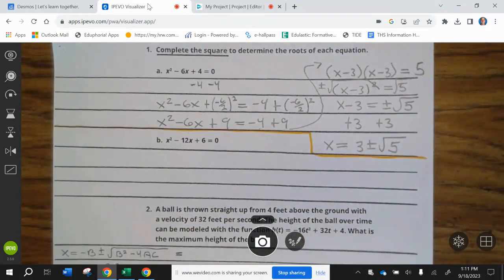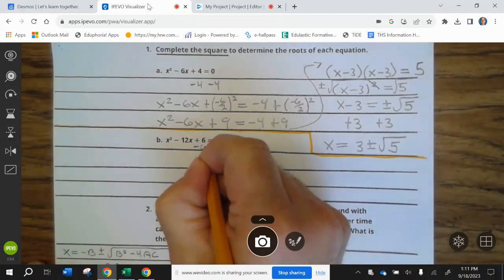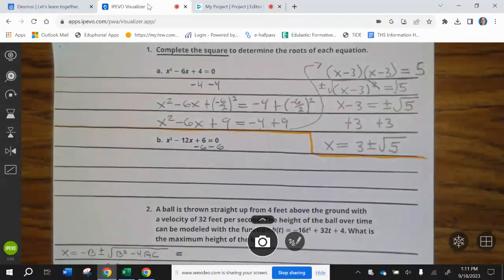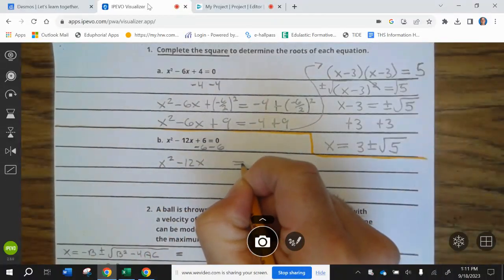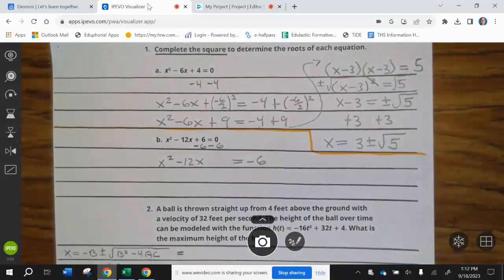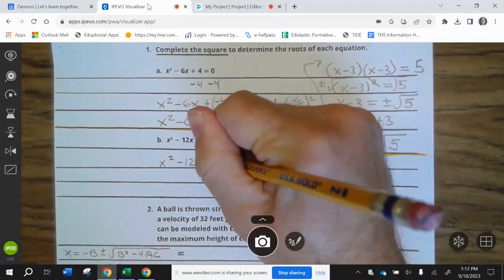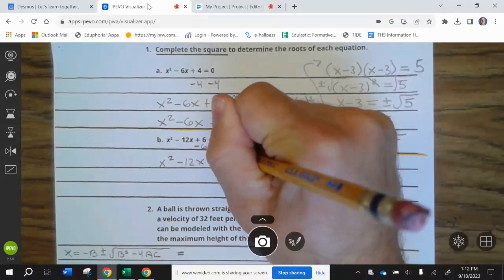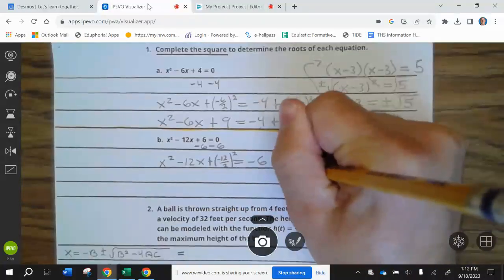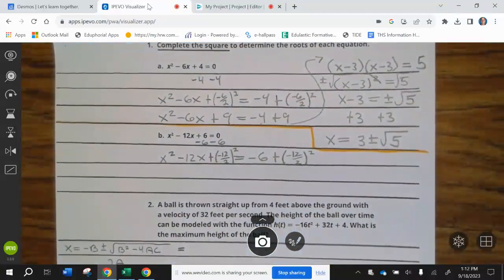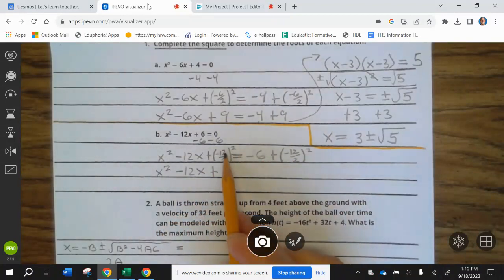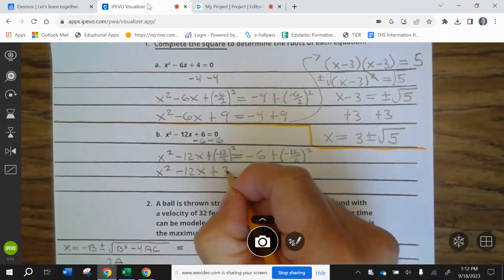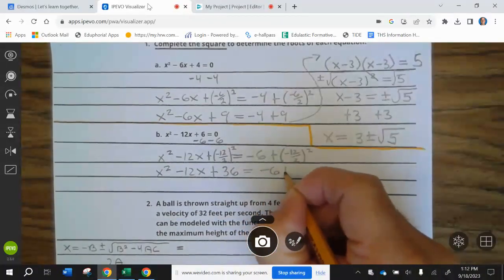Okay. Now let's take a look at the second one. So again, we need to subtract 6 from both sides. So then you have x squared minus 12x equals negative 6. Now to complete the square, we're going to add negative 12 divided by 2 squared to both sides. So then you get x squared minus 12x plus negative 6 squared, which is 36, equals negative 6 plus 36.